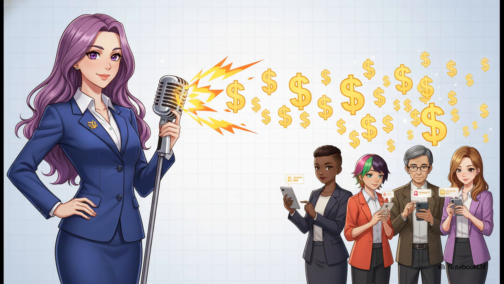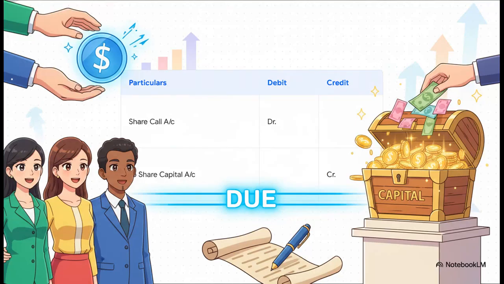A call is pretty much exactly what it sounds like. The company is calling on its new shareholders to pay up the rest of the money they owe on those shares. This could happen all at once in a final call, or maybe even in a couple of smaller installments. By now, you've probably seen the pattern in the accounting. First, the company records that the money is officially due. So, a share call account is debited, showing that shareholders now owe this amount. And once again, the all-important share capital account gets a credit, bringing that ownership value even closer to its final total.